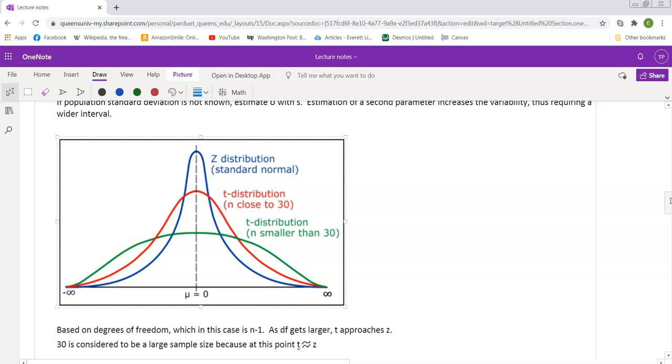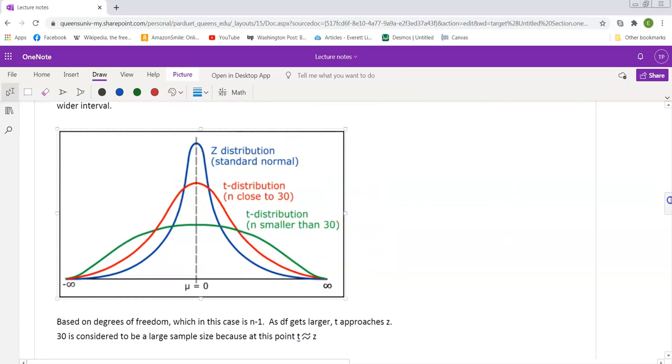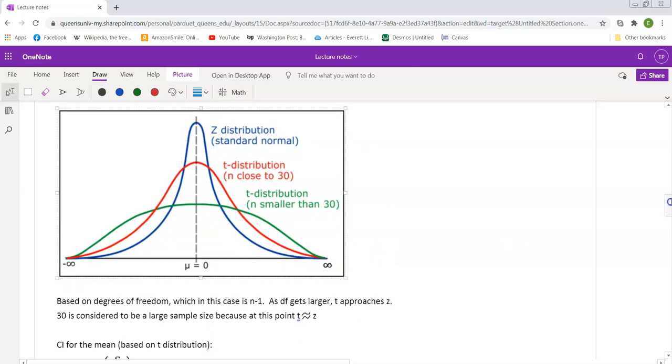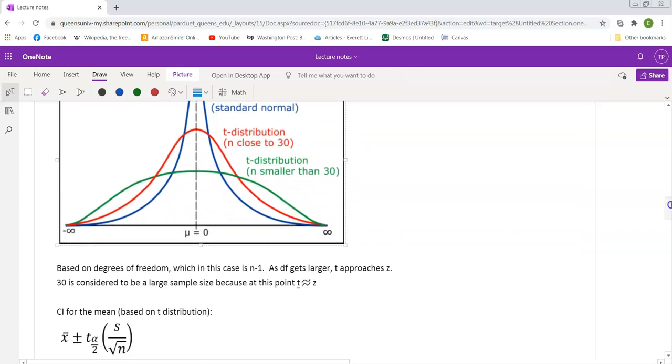By the way, I don't want you to leave this course thinking that 30 is the magic sample size for what you need for the rest of your life. 30 is not a magic sample size. For most populations, 30 is a very small sample. But we say it's a large sample just because at 30, we can say that T and Z are pretty close to each other.